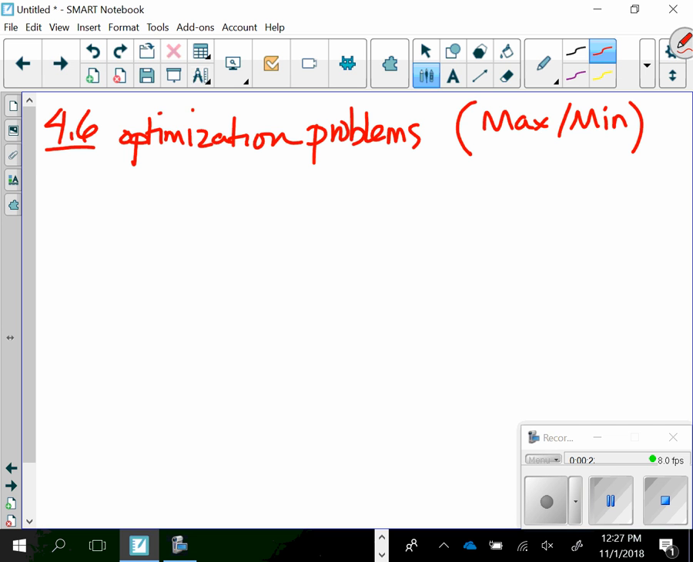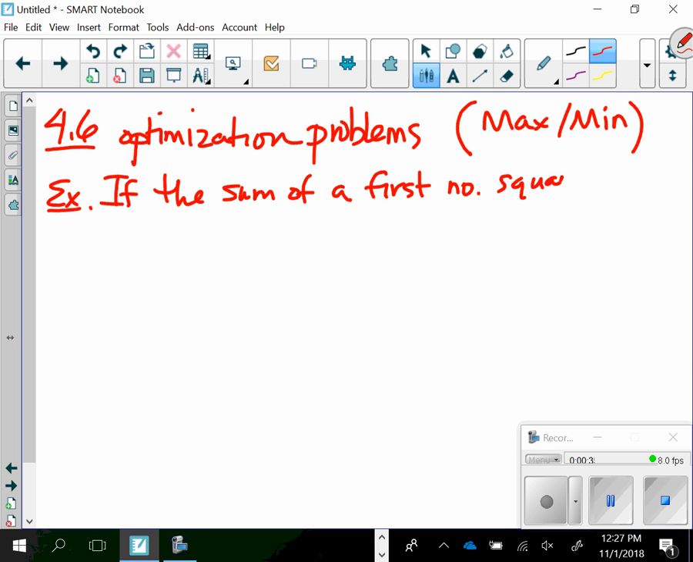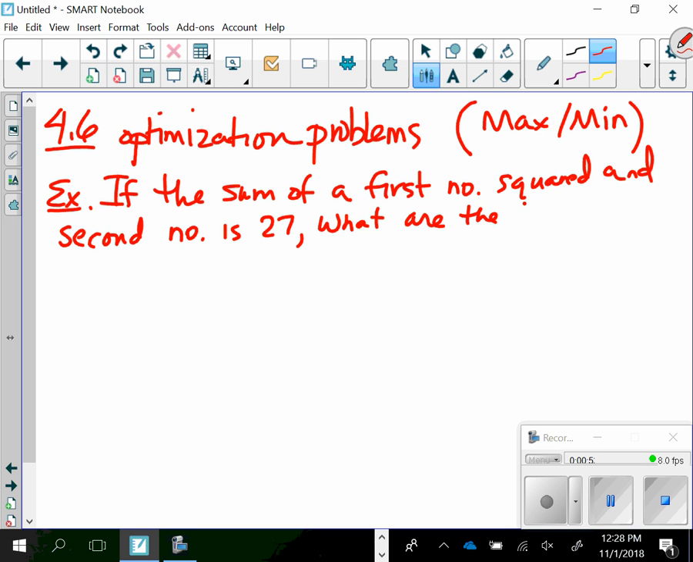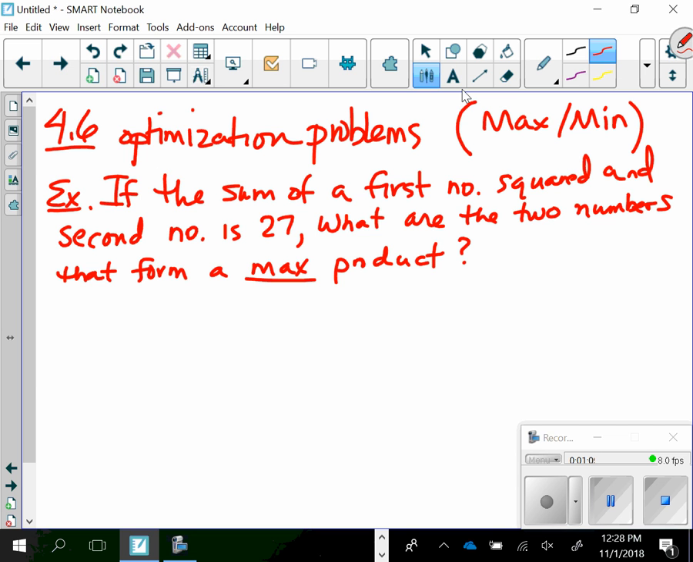Let's start with an example. If the sum of a first number squared and the second number is 27, what are the two numbers that form a maximum product?